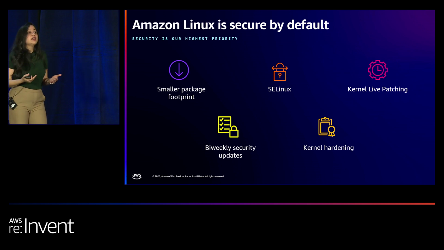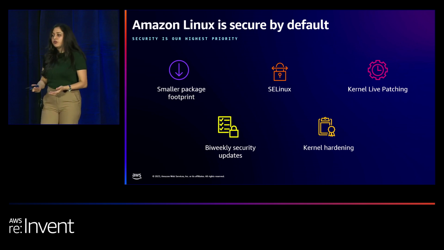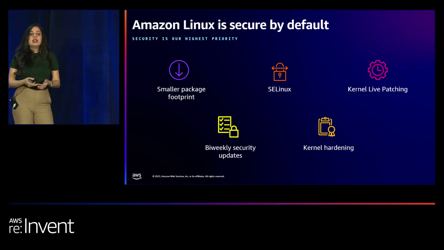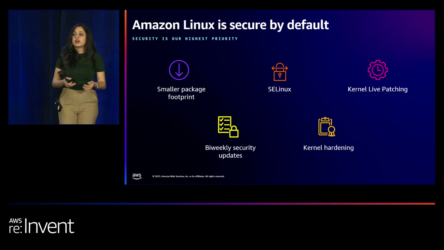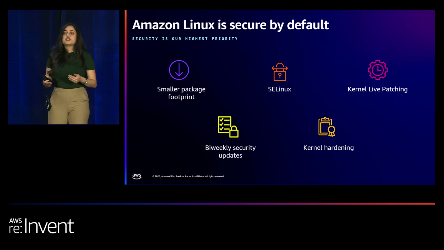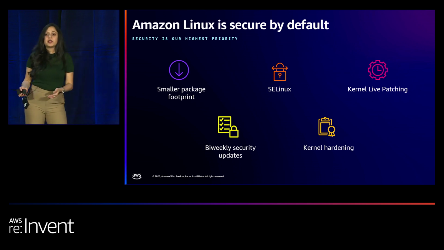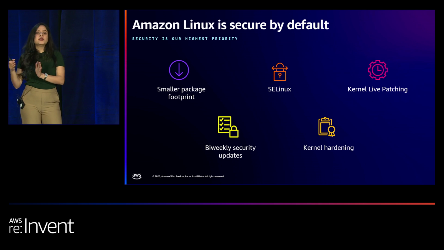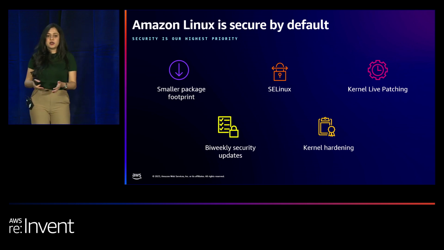From an applying patches perspective, we have introduced support for live kernel patching. Live kernel patching allows you to patch vulnerabilities in your Amazon Linux kernel without any downtime to your workloads. This is an additional improvement from the bi-weekly security updates that Chris was talking about. We have generally moved to a more predictable cadence for all kinds of upgrades, and package availability, right?